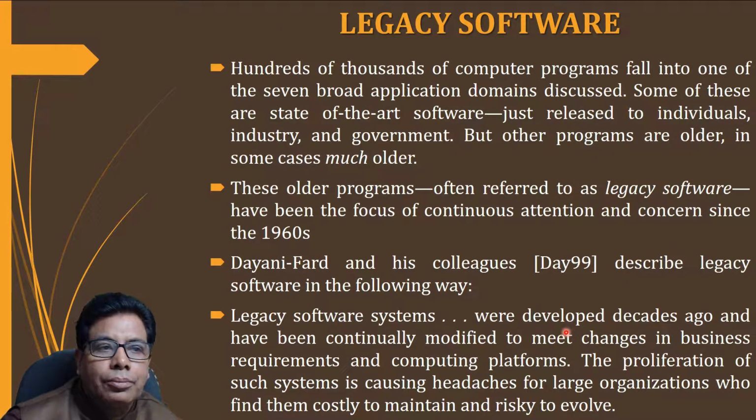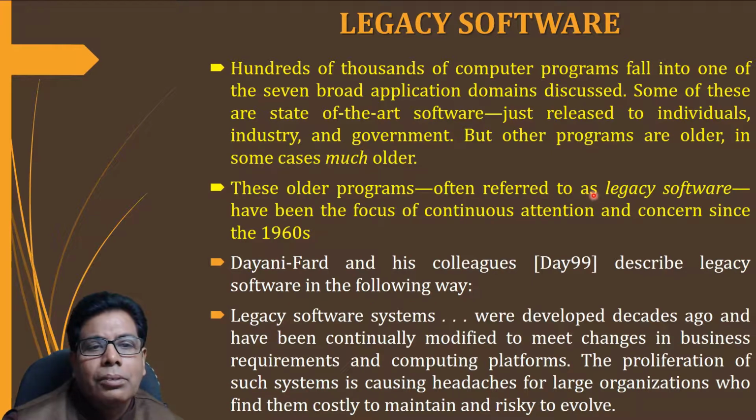Then legacy software. Hundreds of thousands of computer programs fall into one of the seven broad application domains. Some of these are state-of-the-art software just released to individuals, industry, and government. But other programs are older, in some cases much older. These older programs are referred to as legacy software, and they have been the focus of continuous attention and concern since 1960, because they are old and they are being used.